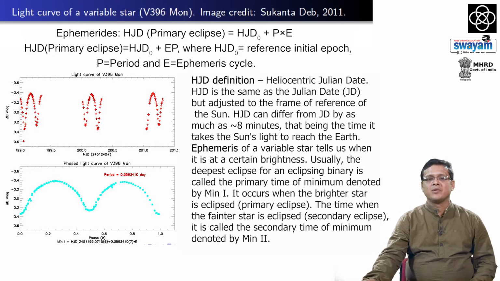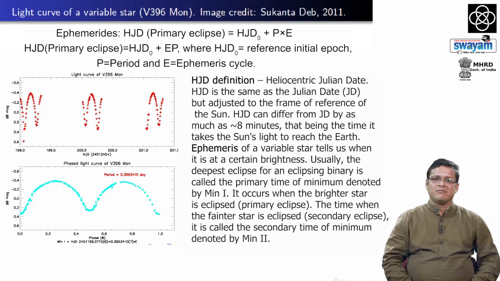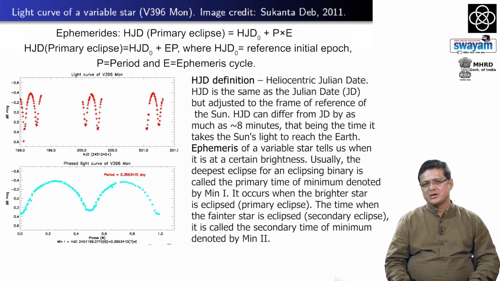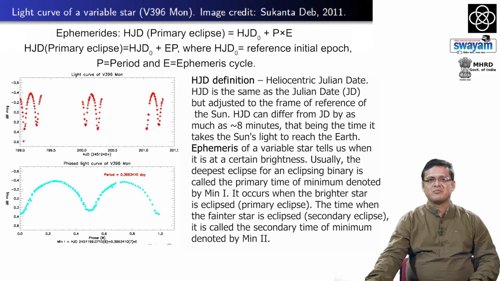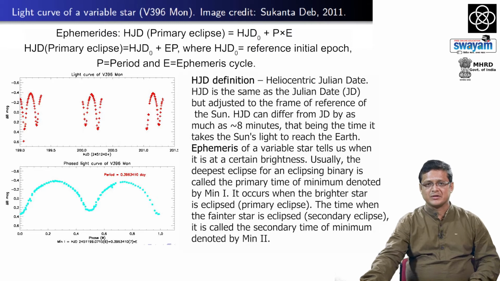Sometimes in the case of a binary star, there is something called the ephemeris. The ephemeris gives the timing of eclipses, and this is given by an equation. This is in heliocentric Julian date, and this is the time of occurrence of the primary eclipse, and this is any reference epoch at the time of observations, and p is the period and E is the epoch number.